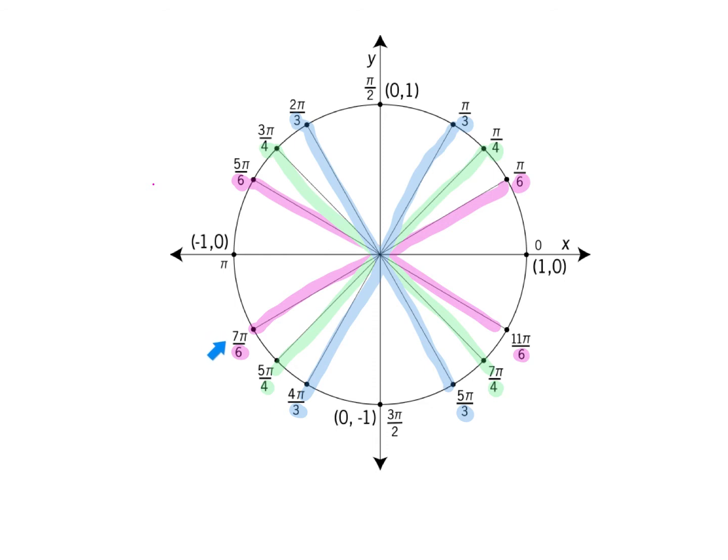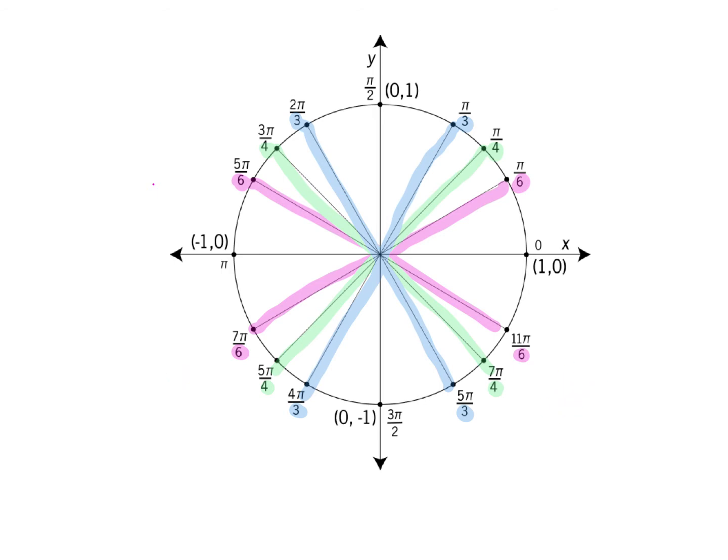Quadrant 3, flip that. The numerator is 1 bigger than the denominator. So 7 is 1 bigger than 6, 5 is 1 bigger than 4, 4 is 1 bigger than 3. So quadrant 1 is always 1. Quadrant 2, numerator is 1 less. Quadrant 3, numerator is 1 more.